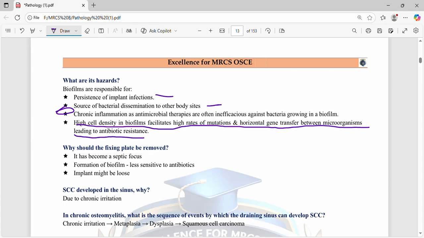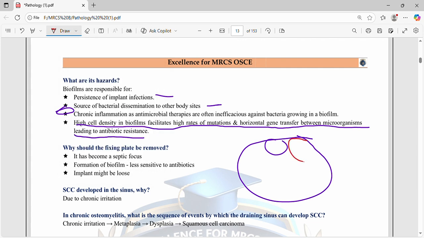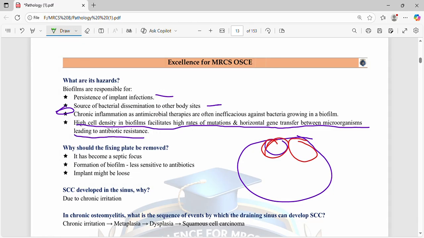Okay, so biofilm contains numerous bacteria attached to each other. The problem with these organisms is that they cause mutation and transfer their genes to one another, so they have a high rate of mutation and develop antibiotic resistance very early.